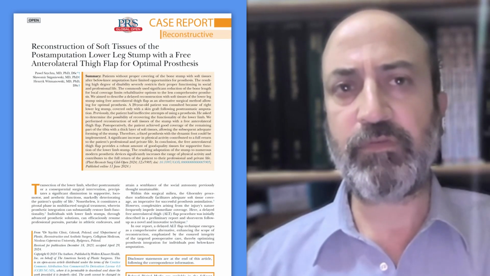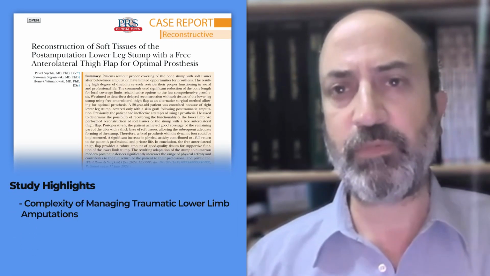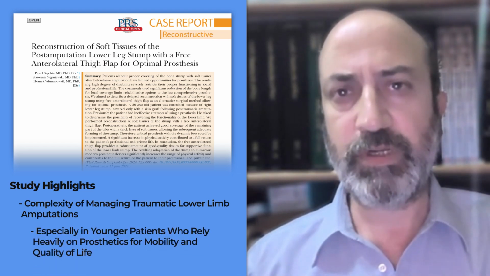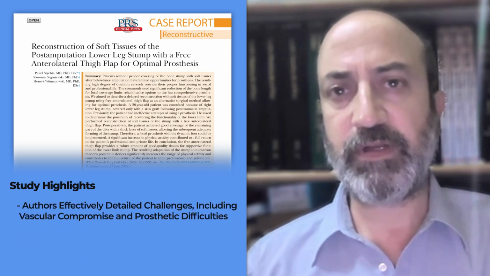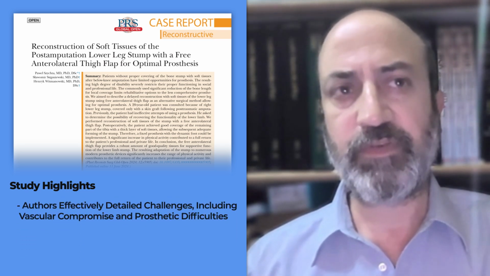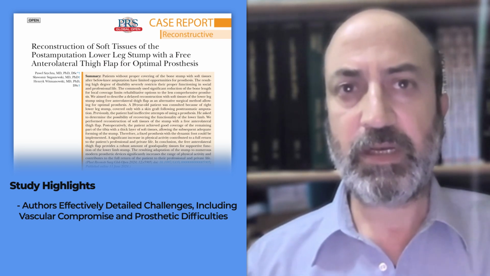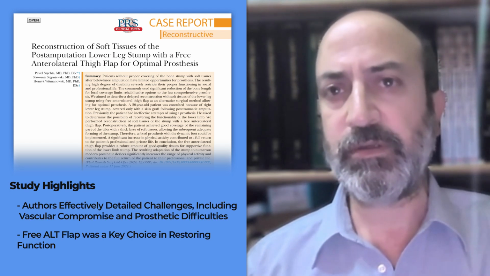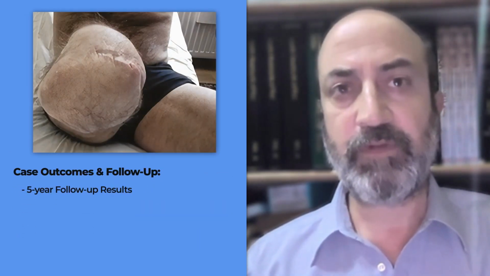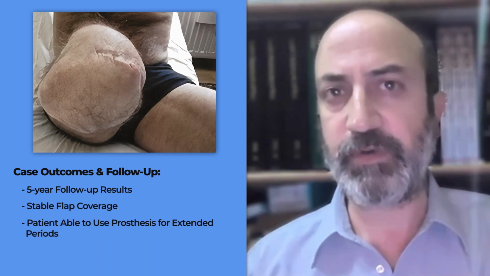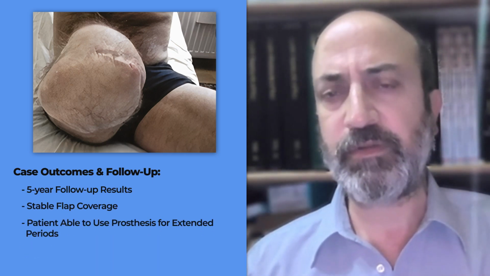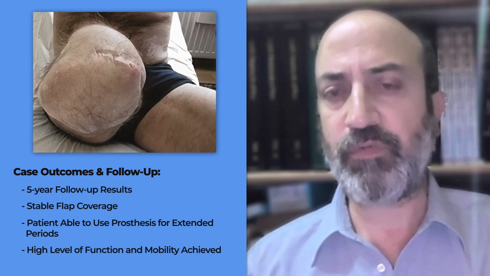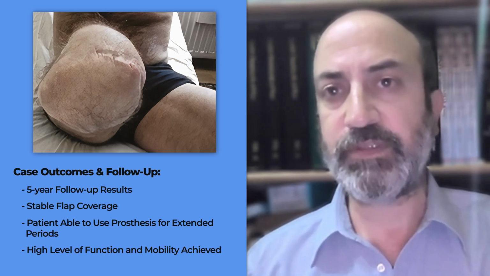Now, this case report from PRS Global Open highlights the complexity of managing traumatic lower limb amputation, especially in young patients who rely heavily on prosthetics for mobility and quality of life. In this case, the authors did a fantastic job detailing the challenges, from vascular compromise to prosthetic difficulties, and how their choice of a free ALT flap helped the patient return to a high level of function. As is seen at the 5-year follow-up, the flap remained stable and the patient was able to comfortably use his prosthesis for extended periods, up to 40 hours weekly, with long periods of standing. This showcases how innovative reconstructive plastic surgery can have life-changing effects on patients.